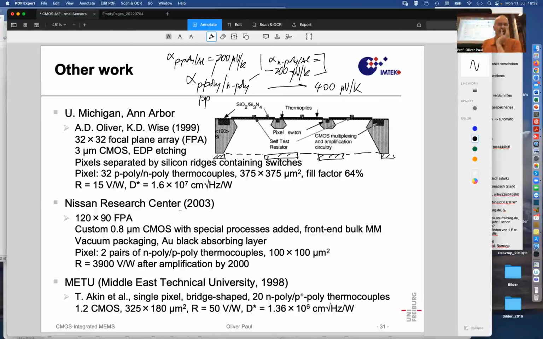Some work of Nissan. A bit later, a larger focal plane array. Oh, that's already quite some resolution. A custom 0.8 micron CMOS process. A special process added front-end bulk micromachining. So they did some micromachining at the beginning of the CMOS. Okay, let me not talk about that in detail.